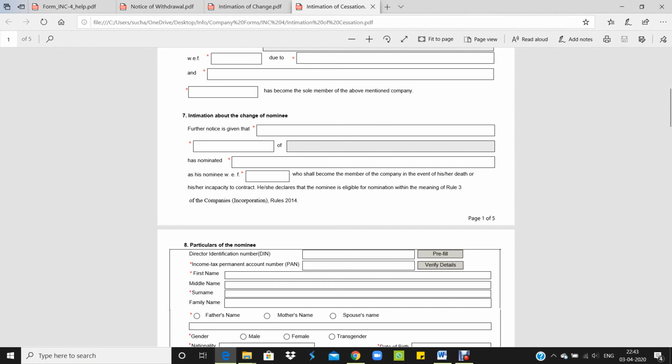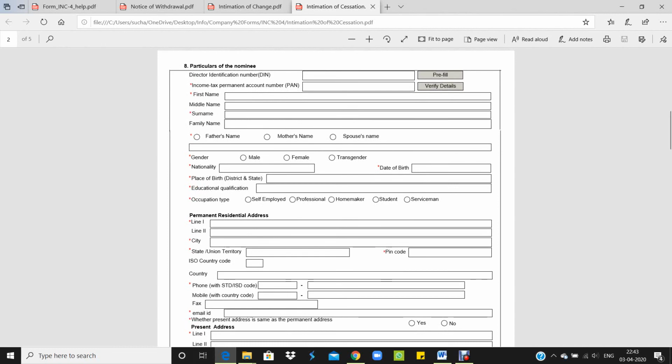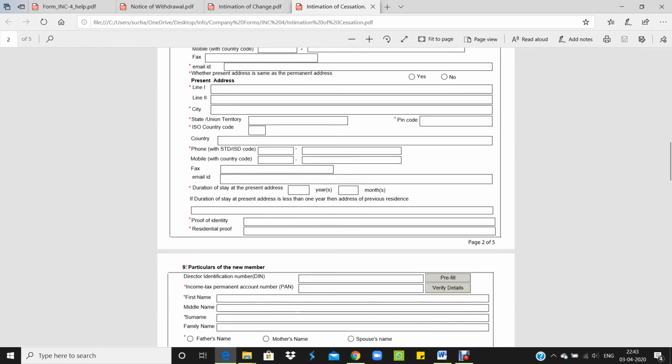So here the new member has to intimate the company about the change of nominee, since the new nominee's name has to be mentioned in this column. In this case also there is a change in the name of the nominee, so the new nominee details have to be filled here, as I said previously. All the things will be the same.